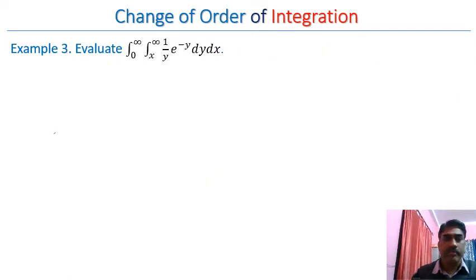Take another example. This is the integral from 0 to infinity, x to infinity, 1 by y e to the power minus y dy dx. You can see y has the variable limit in terms of x. So we need to integrate first with respect to y, but e to the power minus y by y is not easy.